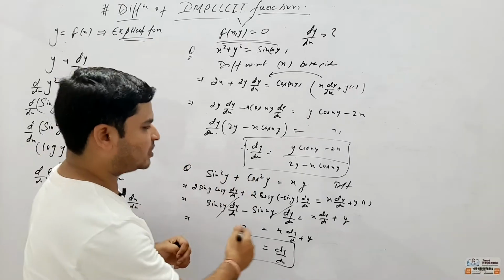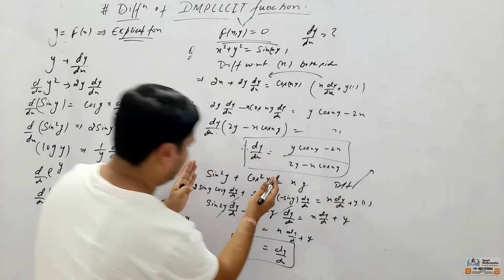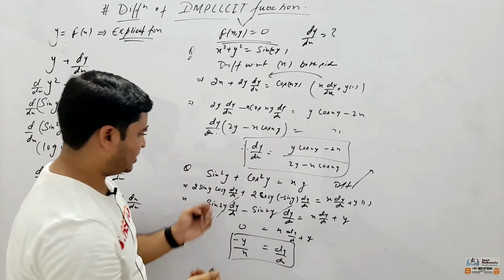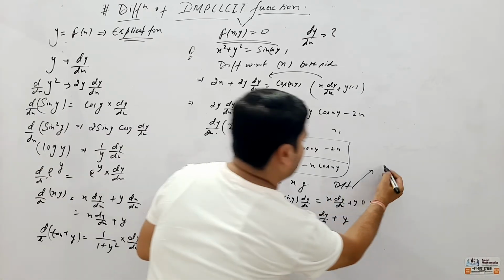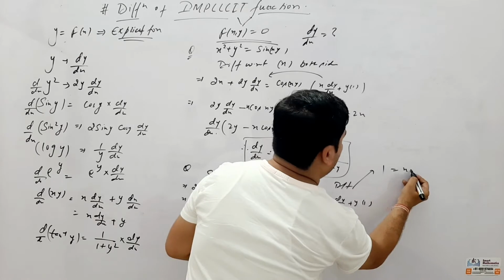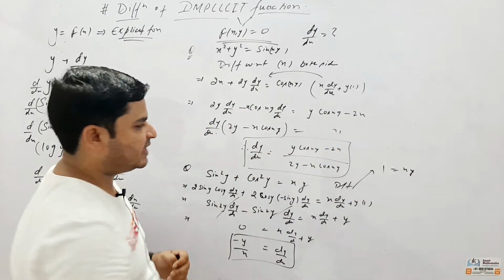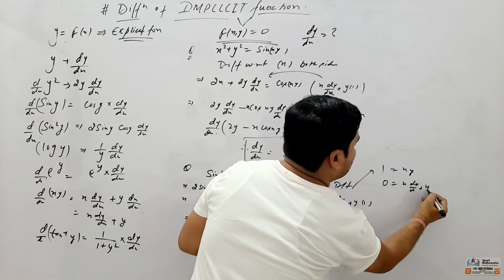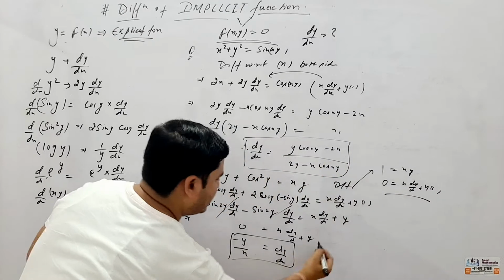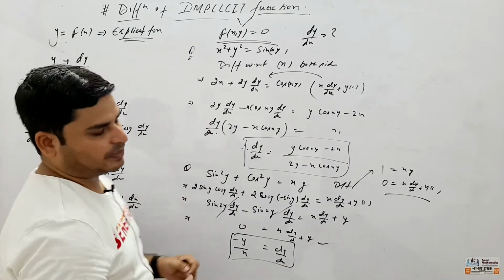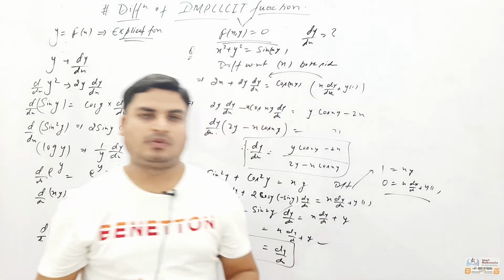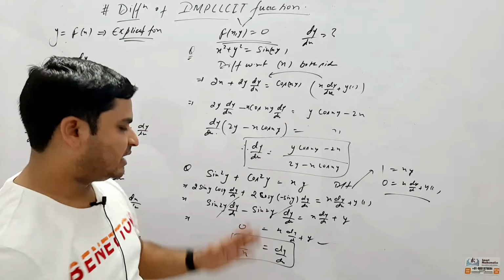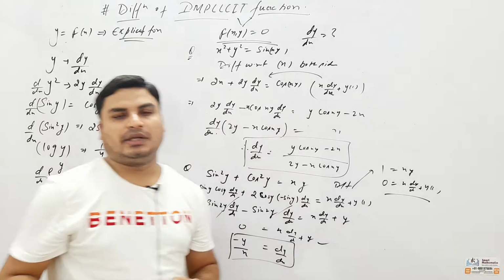If I do this question in another way, suppose I noticed this term, sin square y plus cos square y gives you 1. So 1 equal to xy. What is the process to find its differentiation? Differentiation of 1 is 0, differentiation of xy is x dy by dx plus y. We get the same thing as here. So it doesn't matter which method or process you are following. The main thing is, are you getting the final answer clearly or not?